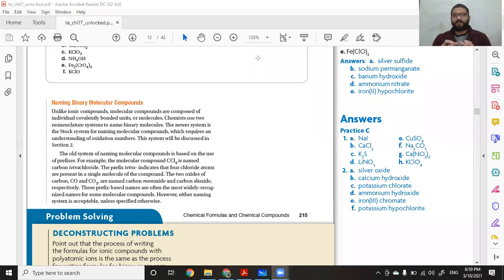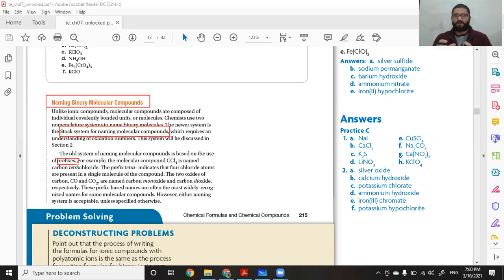Dear student, we completed the nomenclature of the binary ionic compounds. And now we are discussing the naming of binary molecular compounds. Molecular means the covalent compounds. When we are going to name any sort of covalent compound, we will focus on two systems. The very first one is the stock system of nomenclature. The second one is known as the prefix system of nomenclature.